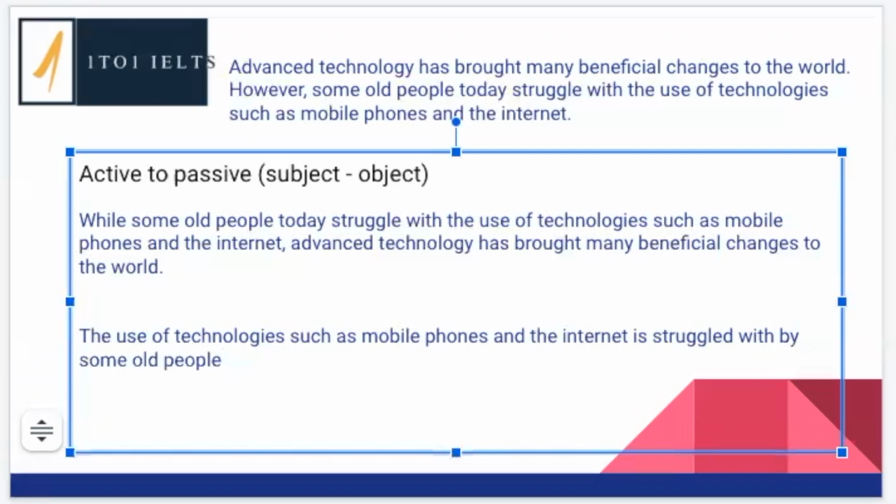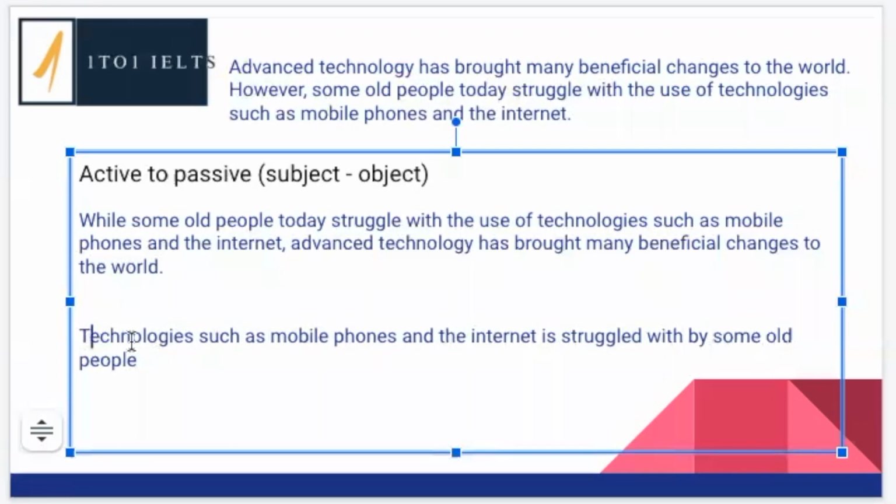However, don't panic. What we can do is see if we can connect our object and subject in a different way. So I asked my students how they would do this, and one of my students mentioned, rather than saying the use of technologies, we can actually just talk about technologies. The technologies such as mobile phones and the internet. And rather than saying is struggled with, are troublesome for some old people.